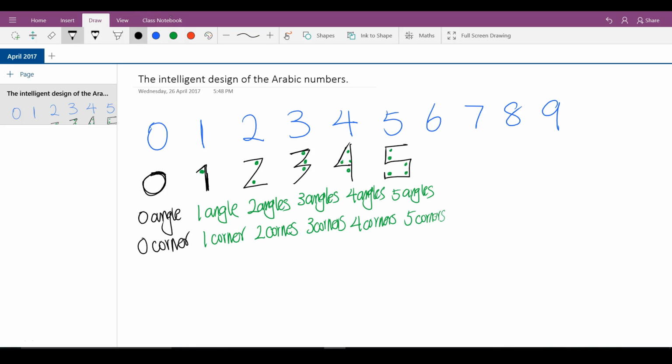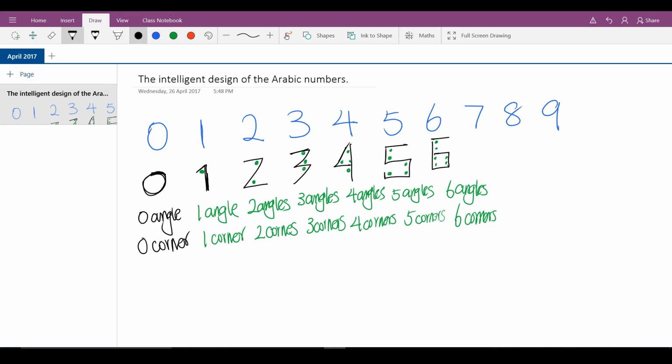All right, 6. Simple. This is what 6 looks like. Let's count. 1, 2, 3, 4, 5, 6. 6 angles, and 6 corners, or whatever. I don't think the word corner makes sense anymore because you can see different corners, but you get what I mean. 6 angles. All right, 7 now.